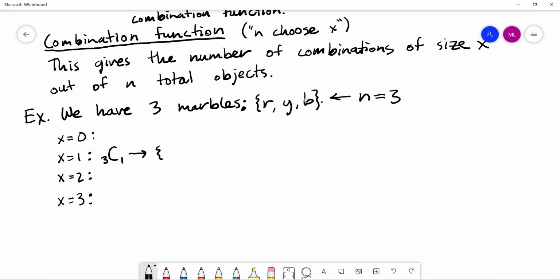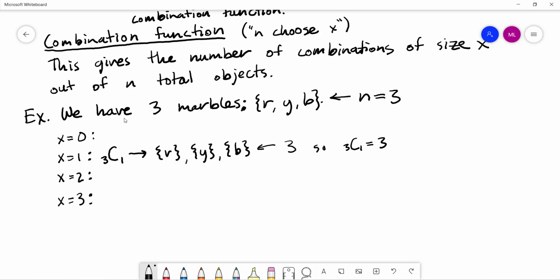Well, I could pick out just the red marble. There's one way I could pick out one marble. Or I could pick out just the yellow marble. Or I could pick out just the blue marble. How many different ways were there? That's 3 total ways. We have 3 different ways that we can pick out one object out of 3 total objects. So 3C1, 3 combination 1, or 3 choose 1, this winds up being equal to 3. There are 3 different ways that we can get 3 different combinations of one object out of 3 total objects.